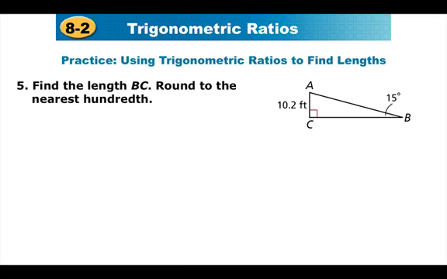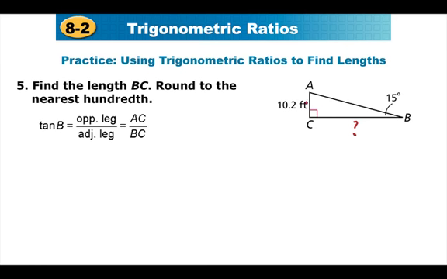It says find the length BC, round to the nearest hundredth. This is going to involve some algebra, so you should feel comfortable with this. If you need some review, talk to me in class. So this is what we're looking for, this side, BC. So what we're going to do is we're going to use the trig ratios. Okay, so then this is what I'm going to use.